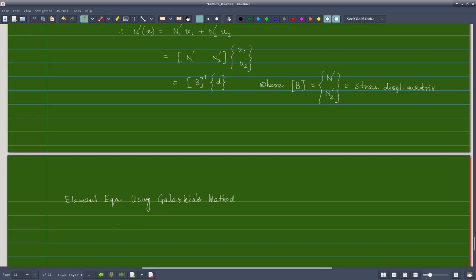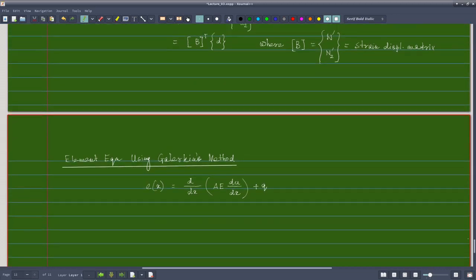So in Galerkin's method, what will we do? We will write down the residual, of course. And we know what the residual is. We know that the residual at any point, which we denote by E of x, is d/dx of AE into du dx plus Q. This is my weak form, and this is the value of error, right? Because we are using an approximate solution, I mean residual.